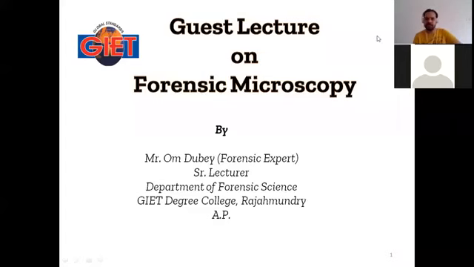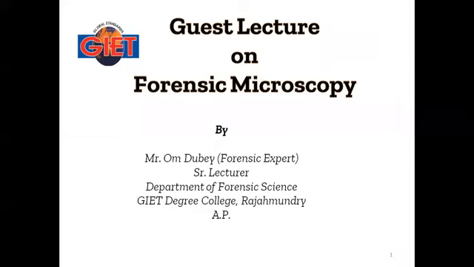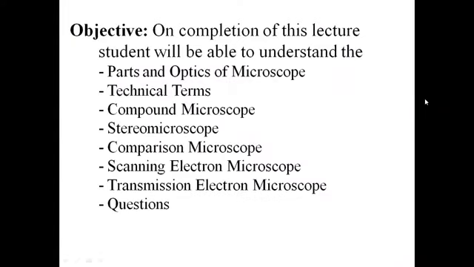So for today's lecture, let us start with the introduction portion of forensic microscopy, different types of microscope. In this, the objective of this lecture will be like, once we end with this topic, we should be able to understand what are the different parts of the microscopes, and how does the light travel inside the microscope?